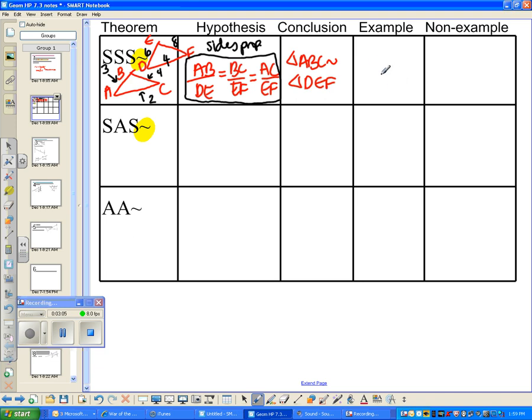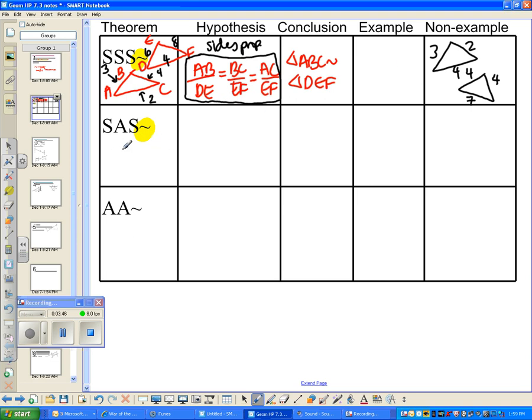Another example could be a non-example, something that's not correct. Let's say I had 2, 3, 4 again, and let's say I had 4, 4, and 7. These are clearly, if you match up the corresponding sides, not proportional. They would not have the same similarity ratio. So this is a non-example.